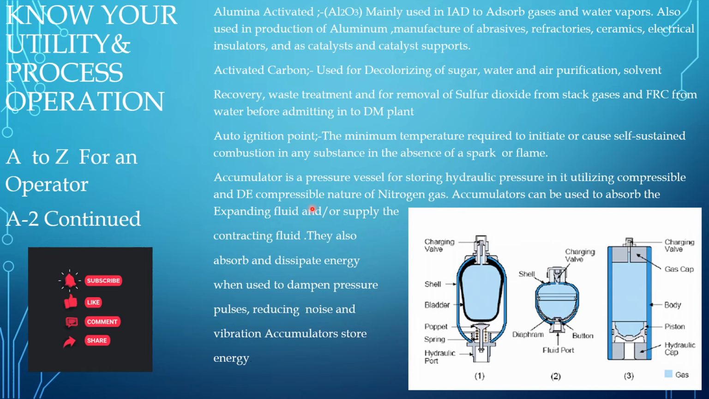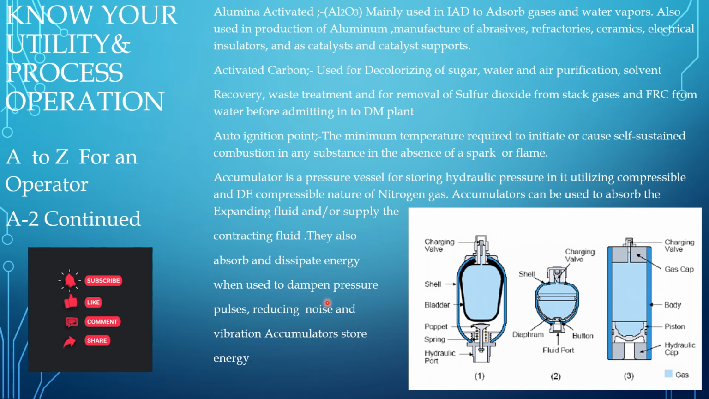Another important terminology we can see is the accumulator, with its schematic diagram. Accumulator is a pressure vessel for storing hydraulic pressure in it, utilizing compressible or decompressible nature of nitrogen gas. Accumulators can be used to absorb the expanding fluid and or supply the contracting fluid. They also absorb and dissipate energy when used to dampen pressure pulses, reducing noises and vibration.